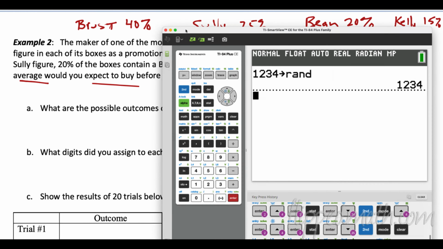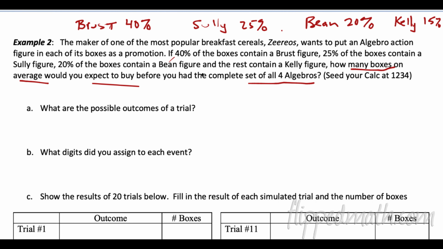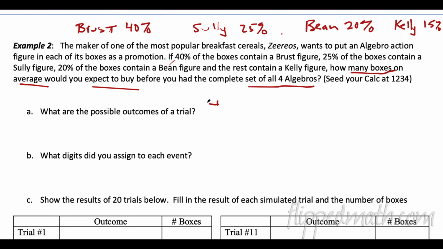All right, so what are the possible outcomes of this trial? The possible outcomes are Brust, Sully, Bean, and Kelly. Those are the possible outcomes. And what we want to do is assign numbers. Before we did 1 through 365, because that represents the days in the year. But here we're doing percents. And percents are always out of 100.